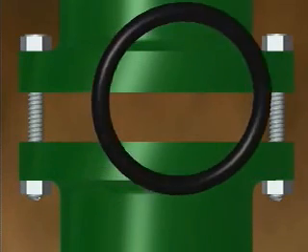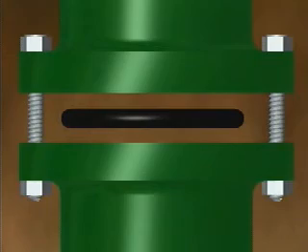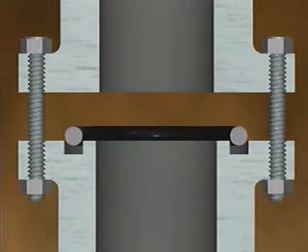Unlike a flat gasket, an O-ring is not simply sandwiched between two flat sealing surfaces. Instead, the O-ring is seated on one of the sealing surfaces, typically in a shallow groove. When the opposing surfaces are bolted together, the O-ring is compressed slightly within the groove, seating it firmly in place.